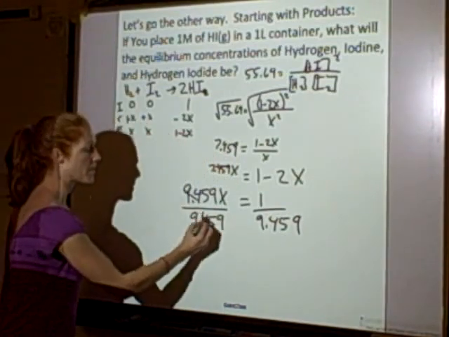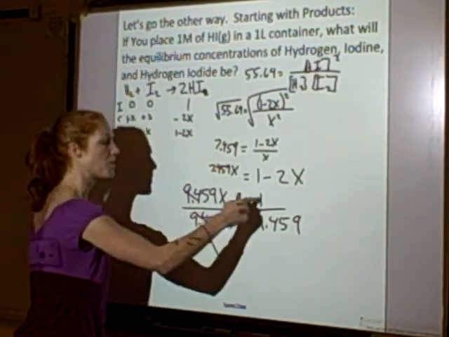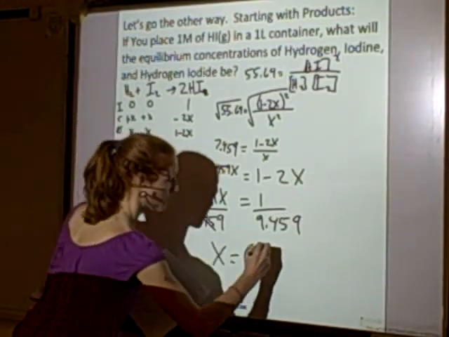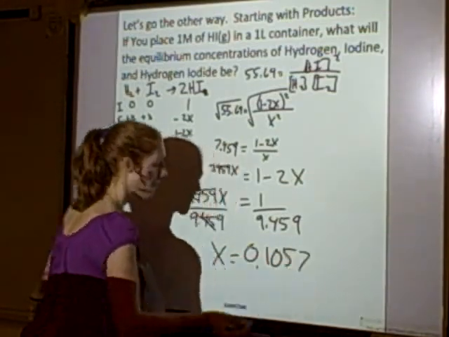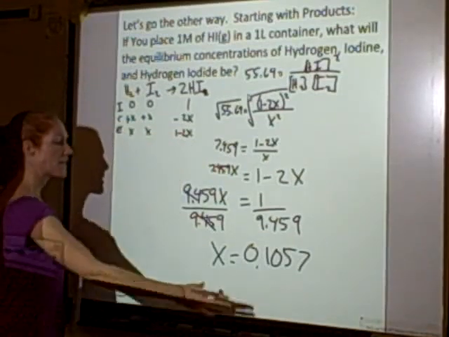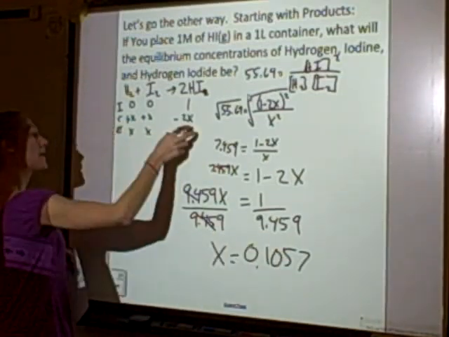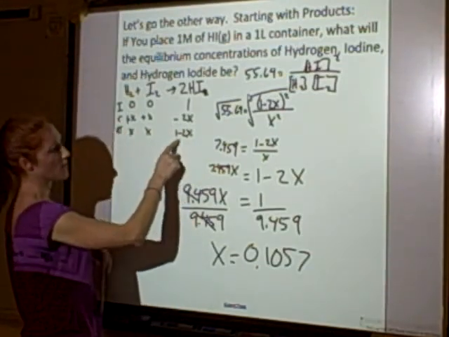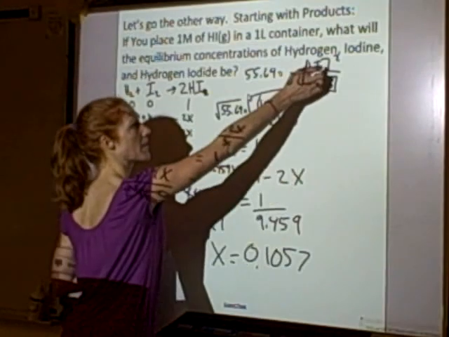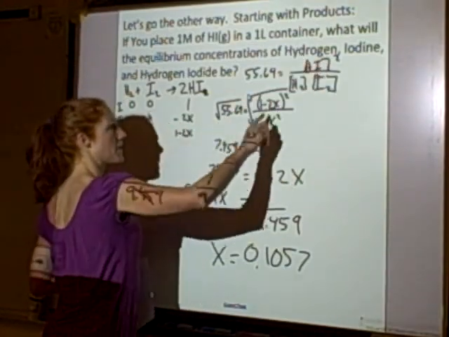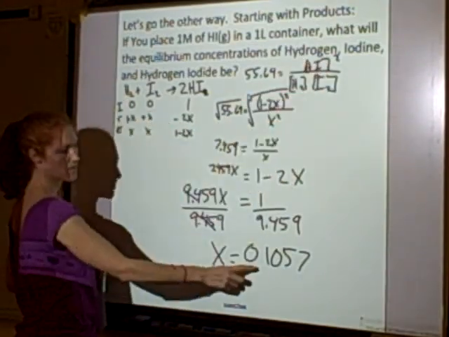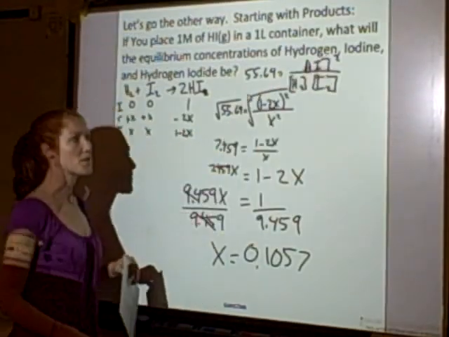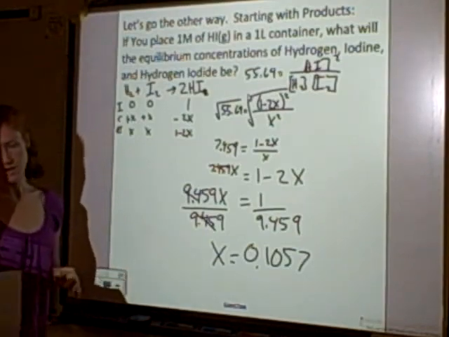Okay, so I'm left with x is equal to 1 divided by 9.459, which is 0.1057. And if I want to make sure that I did it right, I'm going to take this and plug it back in here. So I'm going to have 1 minus 2 times that, and I'm going to square that value and divide it by x, so divided by 0.1057. And this side should be equal to 55.64, and I tried it and it worked and I was happy.